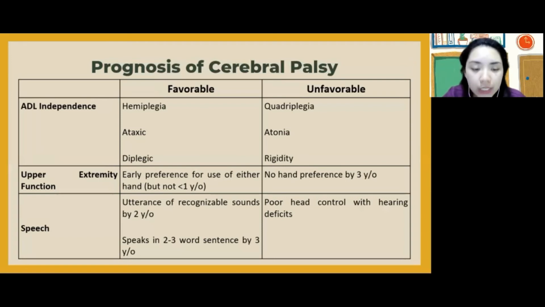And then for the speech, kay ang favorable utterance of recognizable sounds by 2 years old, and the child also speaks by two to three word sentences by 3 years old. And then the unfavorable, kay poor head control with hearing deficits. Na, no? Kay difficult kayo maglisod pag gani sila og control sa ilang head, how much more ang much fine parts no which includes ato ang speech and ato ang muscles of feeding and swallowing. So kana.